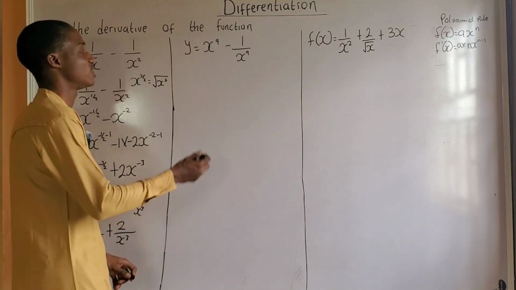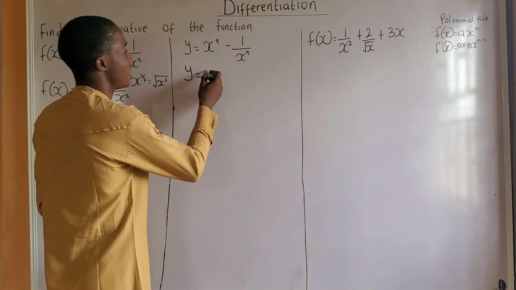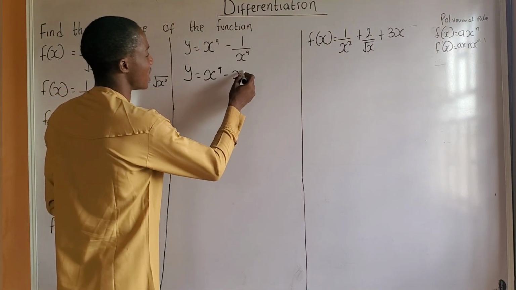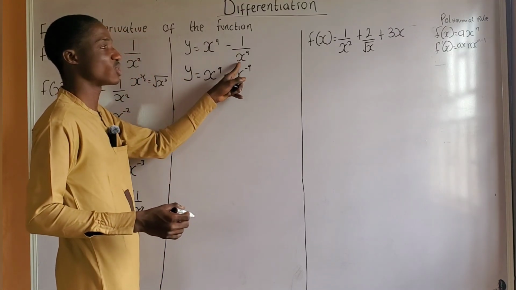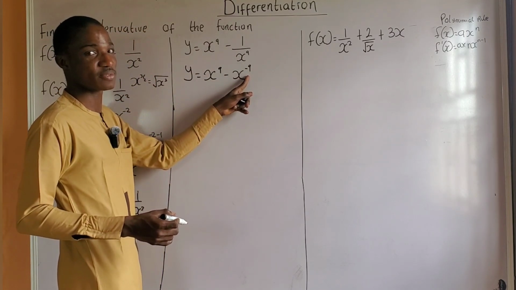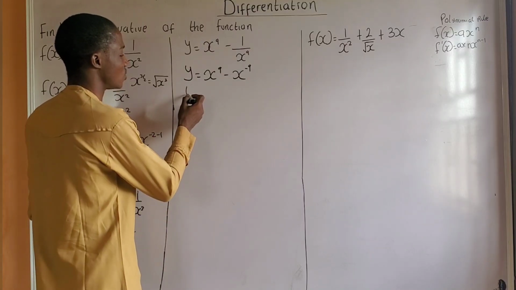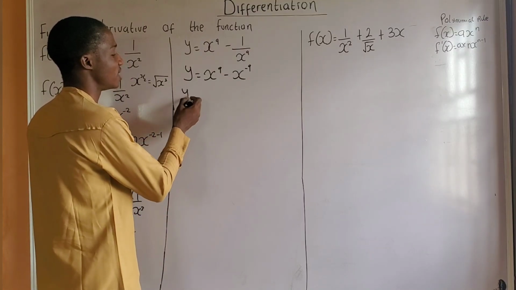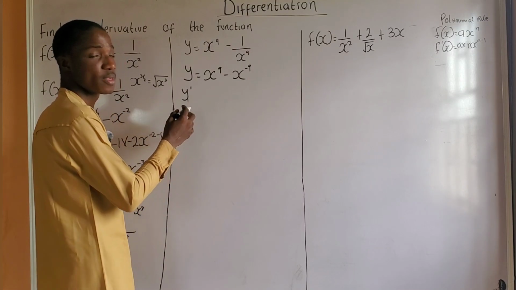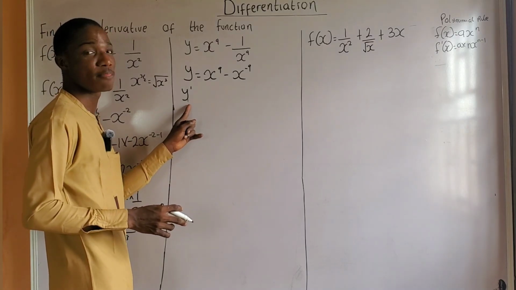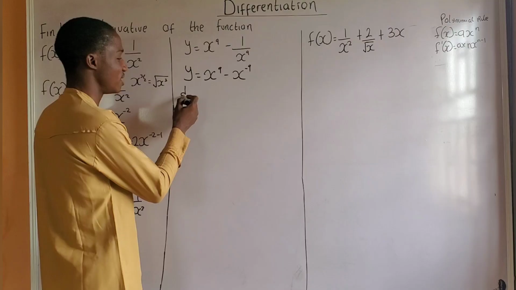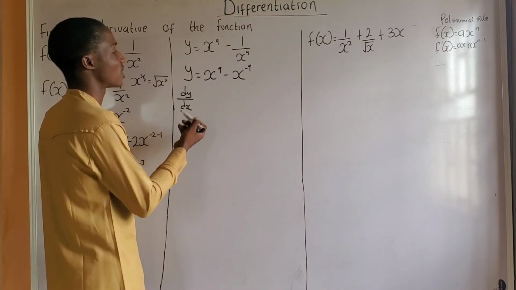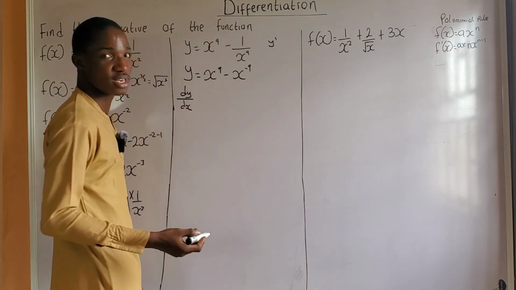Okay, to do this, let us rewrite the function as this: x raised to the power of 9 minus x raised to the power of minus 9. Do you know? Because 1 over x to the power of 9 can be written as x to the power of negative 9, okay? Now, it is easy to differentiate this function. The derivative of y, this derivative that you see here can also be written as dy over dx. You understand? Okay, dy all over dx. And you can also use this. It's still the same.